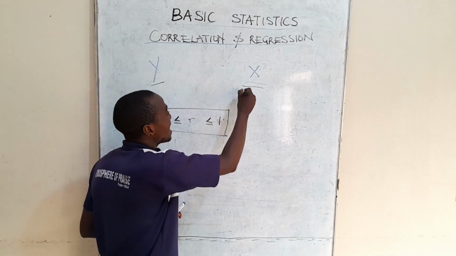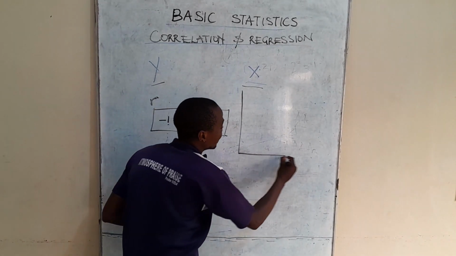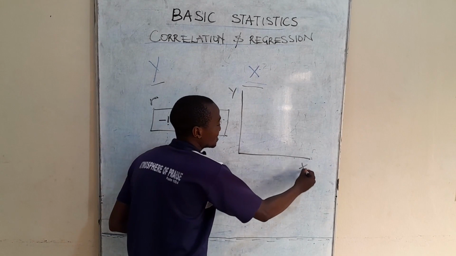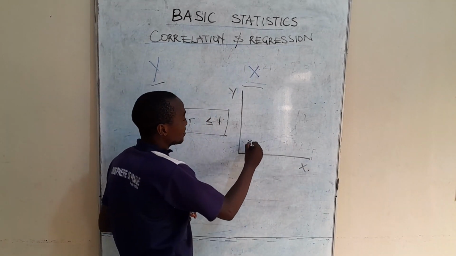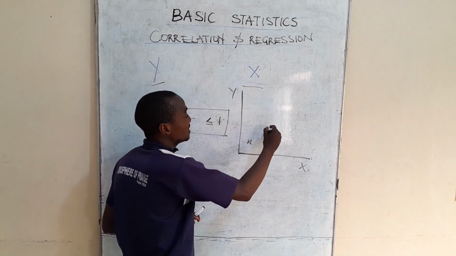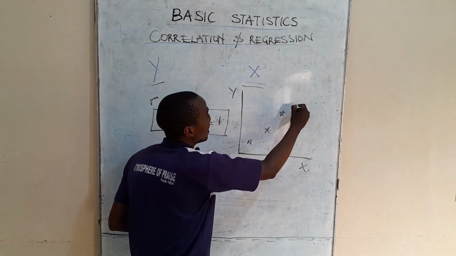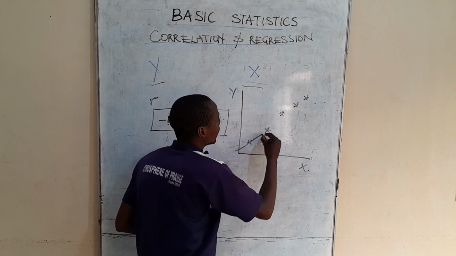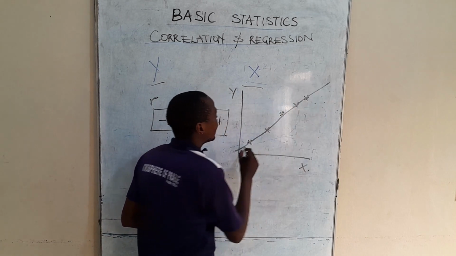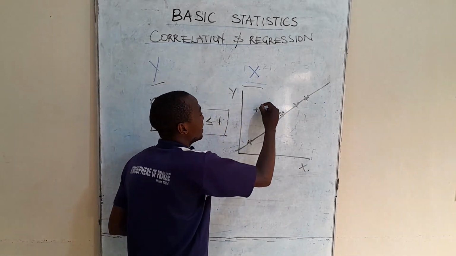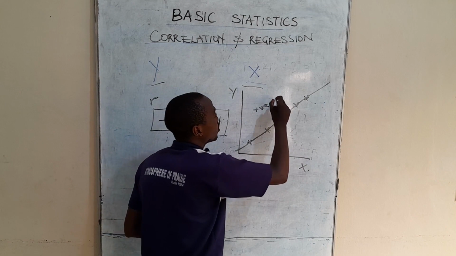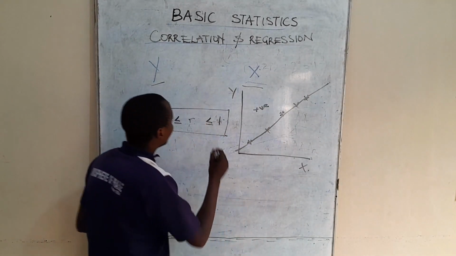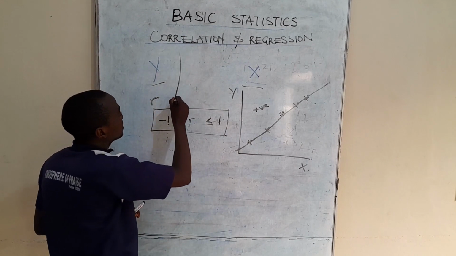Let me say I have a line graph like this, and this is my y axis and this is my x axis. If I have a point here, another point, another point, another point, so this particular line drawn like this means that this is a positive correlation.